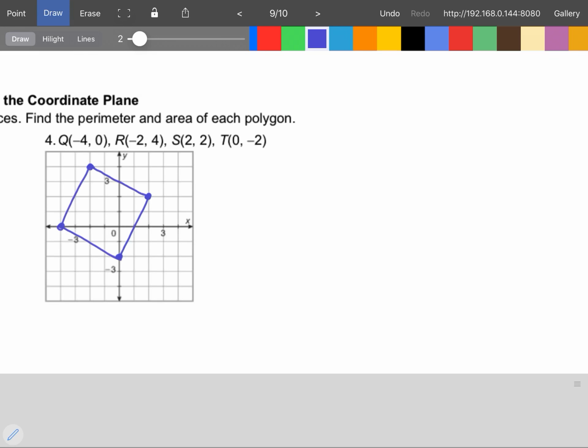So what do you guys think that is? What is that shape? If you know, go ahead and unmute and tell me. Square. Yeah, that one's a square.